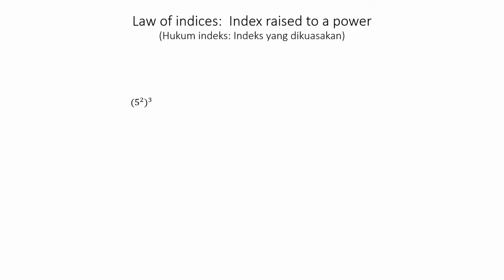5 squared to the power 3 means that 5 squared is multiplied 3 times. And for multiplication of indices with the same base, you can add up their powers. So 2 plus 2 plus 2, and 2 plus 2 plus 2 means it's 3 times 2, which is 2 times 3. And this equals 5 to the power of 6. So the law of indices states that for an index that is raised to a power, you can multiply their powers.